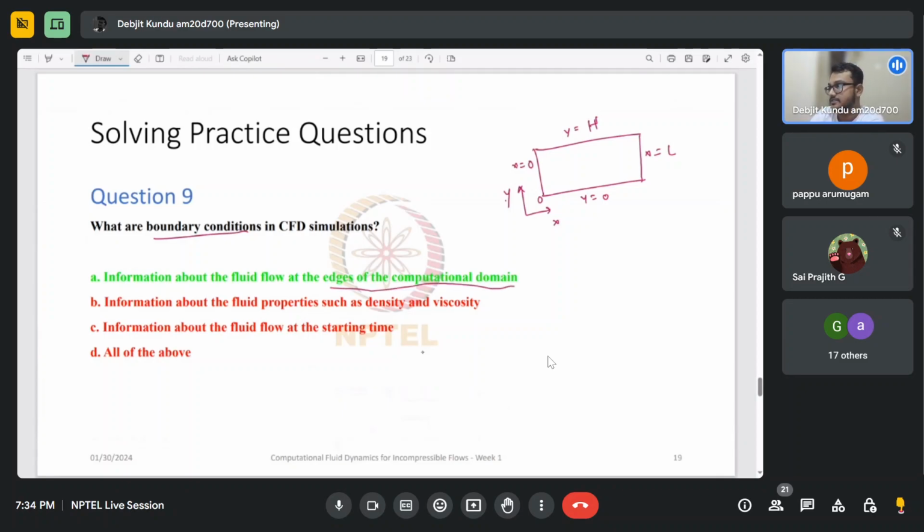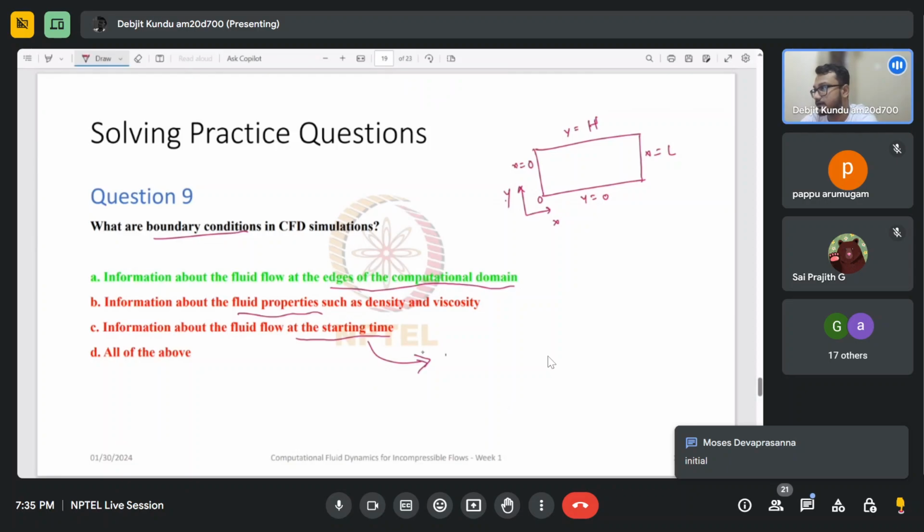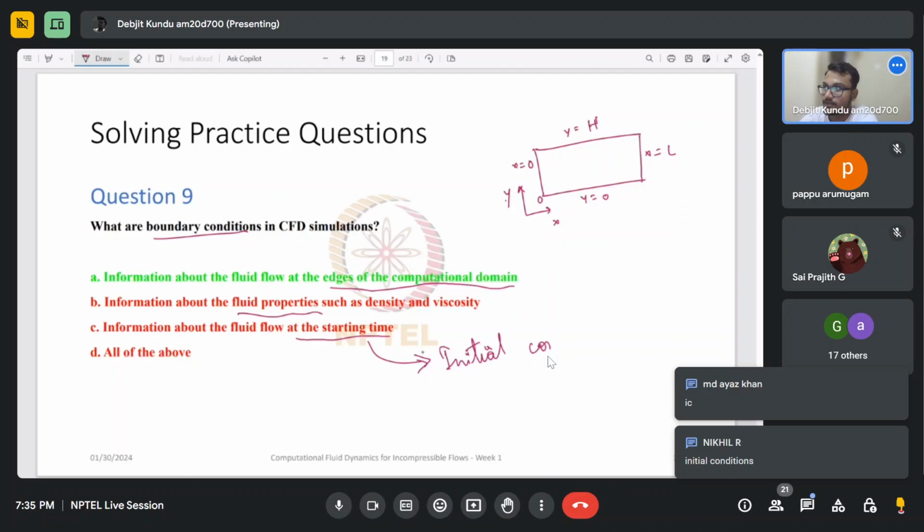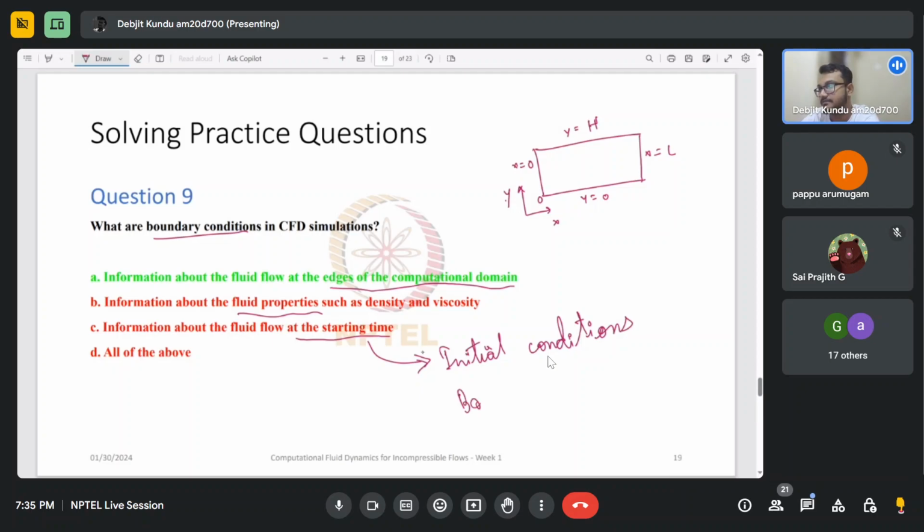Now, what are the other things? Like information of fluid properties is not boundary condition. It is just fluid properties. Information about the flow at the starting time. This has a particular name. Can anyone tell me what is the name of this? Yeah, correct. So it is known as the initial conditions. So in order to set up any CFD problem, you need two things. One is initial conditions and the other is the boundary conditions. Both have to be specified.